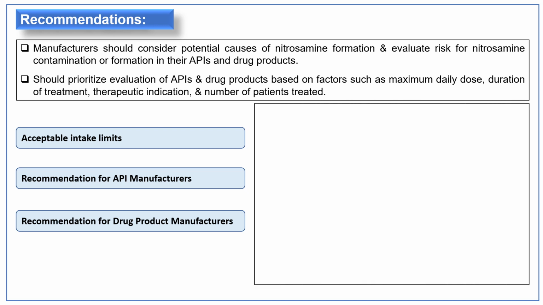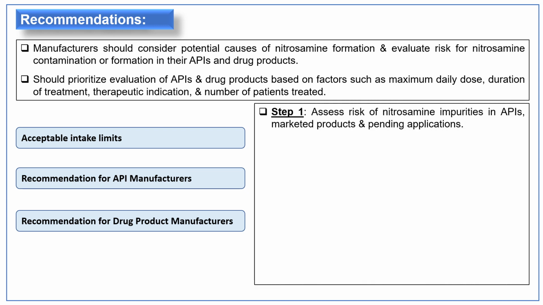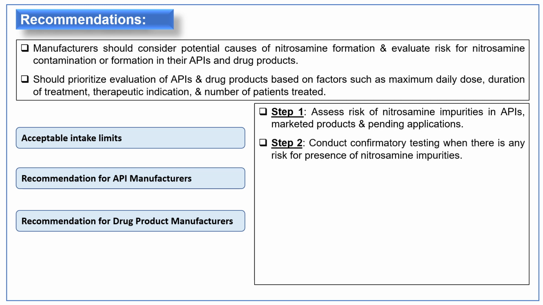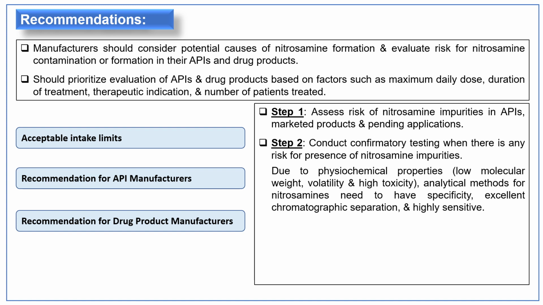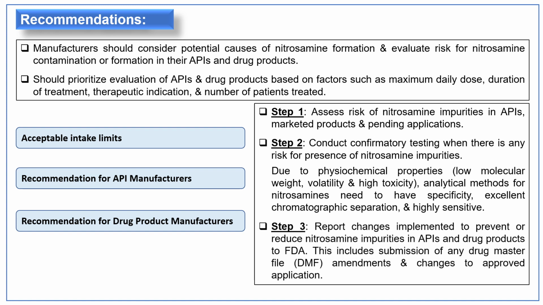So it is a three-step process. Step one is to assess the risk of nitrosamine impurities in the APIs, marketed products, and pending applications. Step two is to conduct confirmatory testing when there is a risk of the presence of nitrosamine impurities. Due to their physicochemical properties, analytical methods for nitrosamines need to have specificity, excellent chromatographic separation, and high sensitivity. And step three is reporting changes implemented to prevent the introduction of nitrosamine impurities. This includes the submission of any drug master file amendments or changes to the approved application.